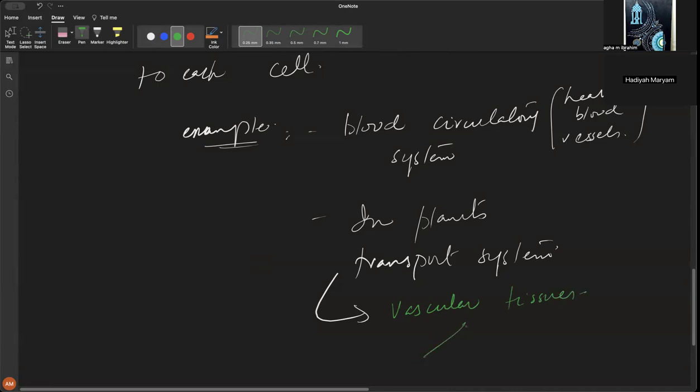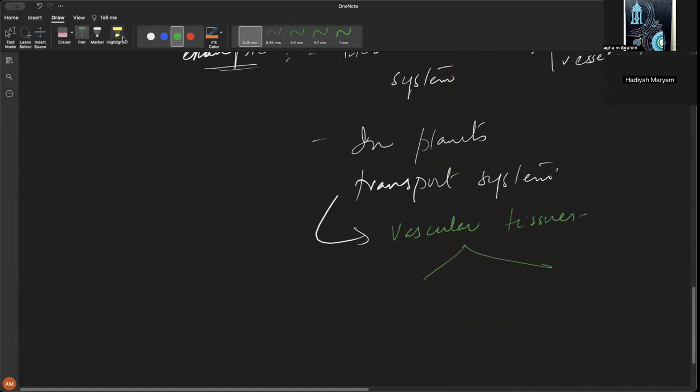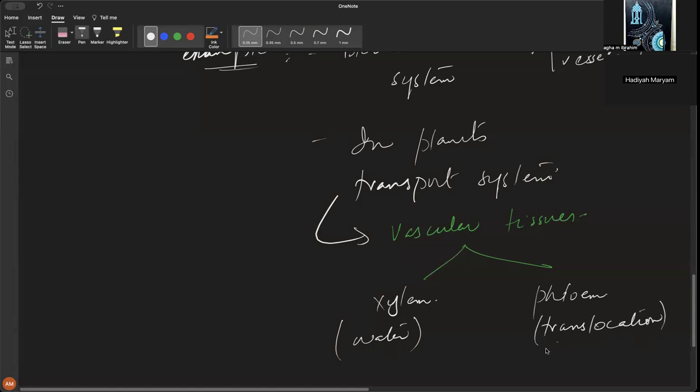Vascular tissues consist of two important types of tissues: xylem, and then we have phloem. Together, they are called vascular bundle or vascular tissues, right? They're responsible for transportation in the plant. Generally, xylem takes water, and phloem is associated with translocation. Translocation is the movement of nutrients.